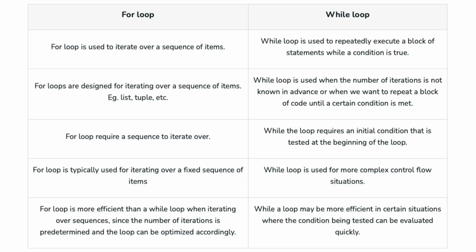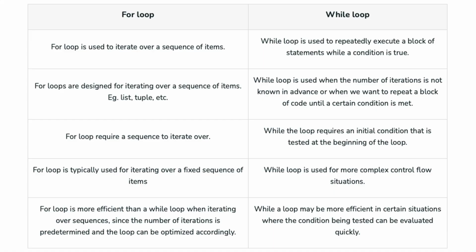So let's sum up the difference between the two loop types. This table compares for loops and while loops, highlighting their primary differences and typical use cases. So purpose-wise, a for loop is used to iterate over a sequence of items, such as a list, tuple, or any iterable object. It is designed specifically for iterating over a predetermined sequence.